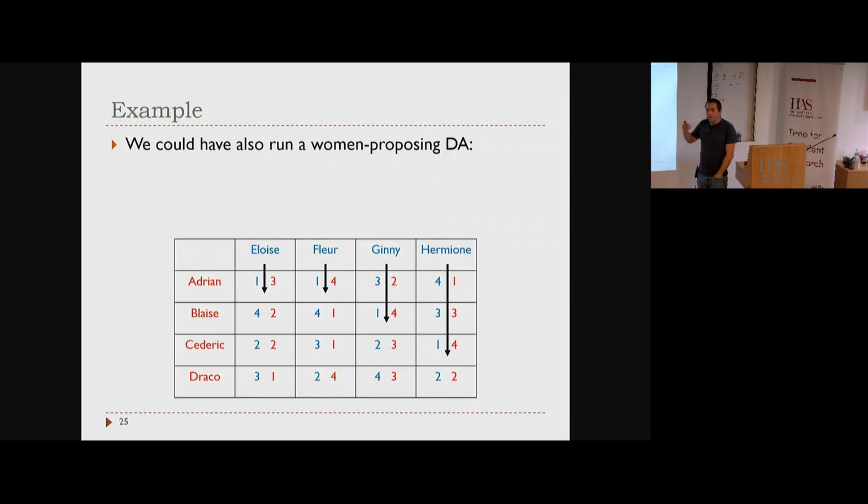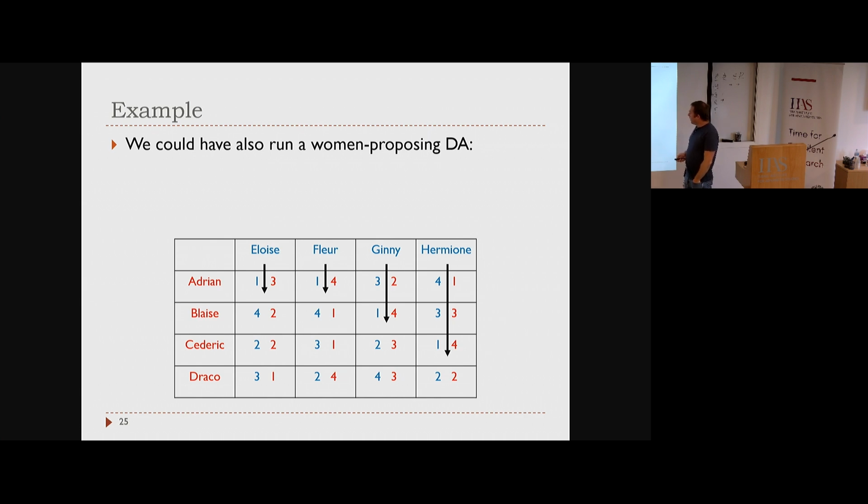Of course, the same way that we ran the men proposing deferred acceptance, the one in which men propose to the women, we can also run the women proposing deferred acceptance. Okay? The one in which, instead of the women having front yards, the men have front yards. And the women are the ones coming and proposing.